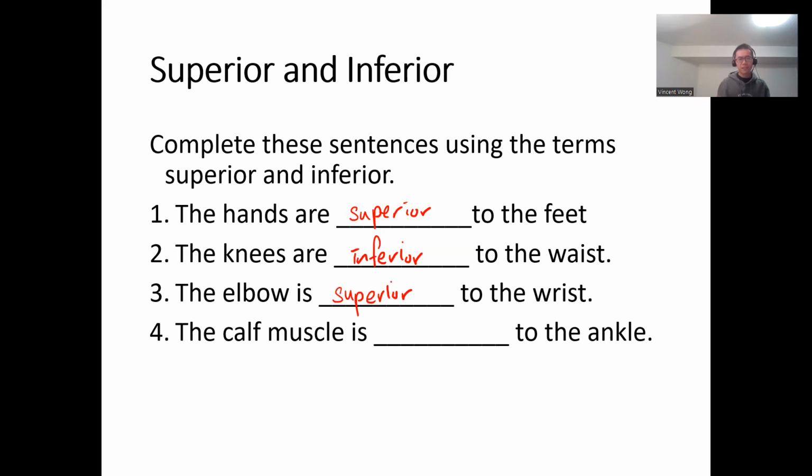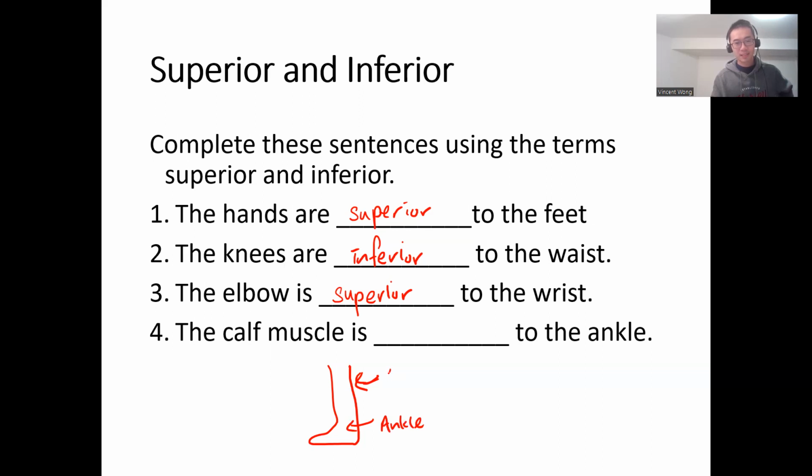All right, the calf is blank to the ankle. Inferior? Is it though? Okay, let me show you where the calf is. I can't put my feet down. The calf is right here, at the back of the knee. And the ankle is, you know, I really can't pull my leg that high. Let me draw the leg here. Okay, the calf is right here at the back, right? And the ankle is down here. So the calf is superior.